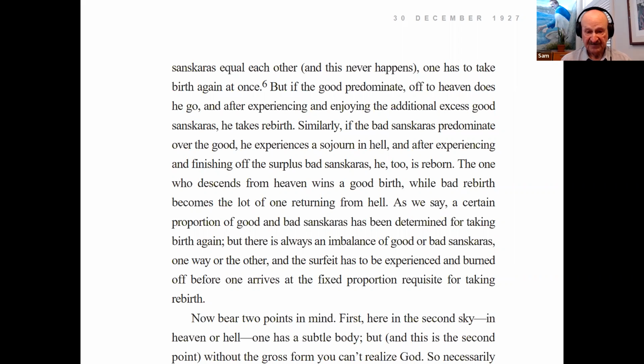The one who descends from heaven wins a good birth, while bad rebirth becomes the lot of one returning from hell. As we say, a certain proportion of good and bad sanskaras has been determined for taking birth again. But there is always an imbalance of good or bad sanskaras, one way or the other. And the surfeit has to be experienced and burned off before one arrives at the fixed proportion requisite for taking rebirth.